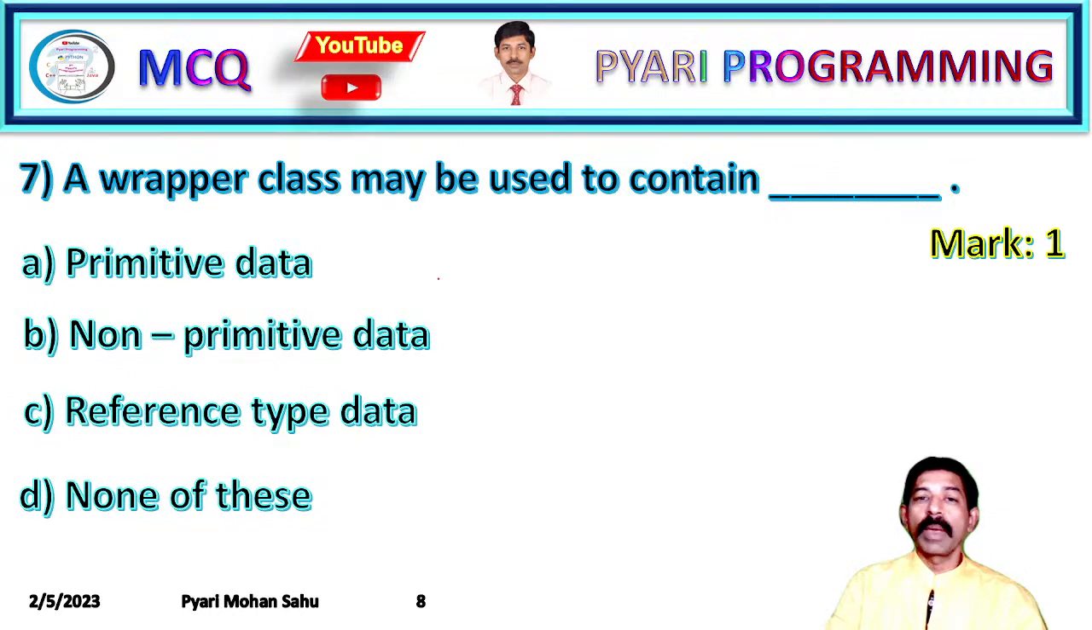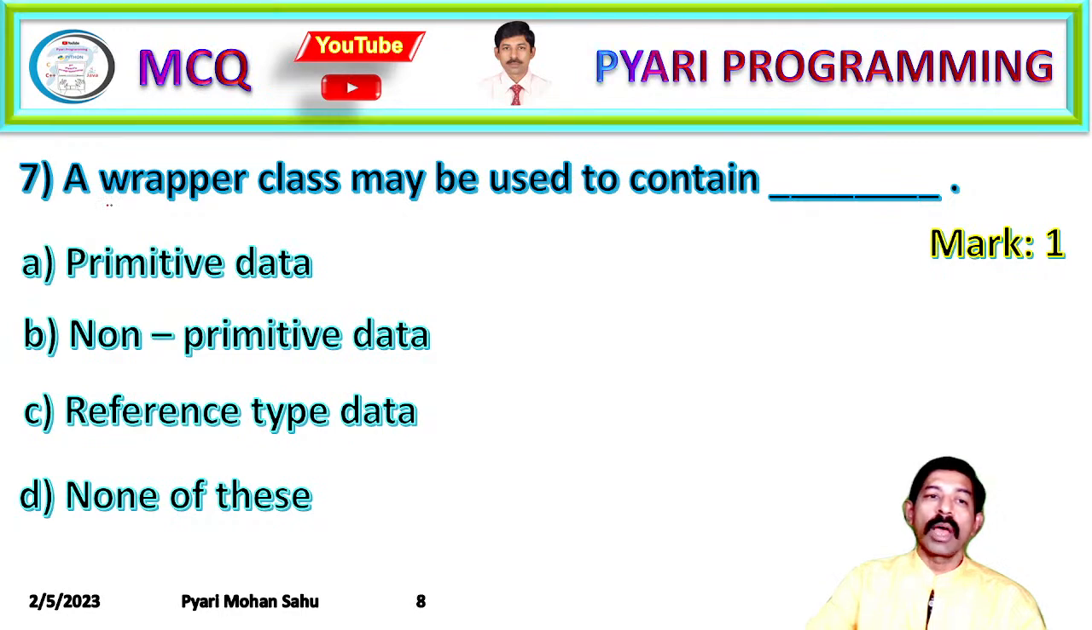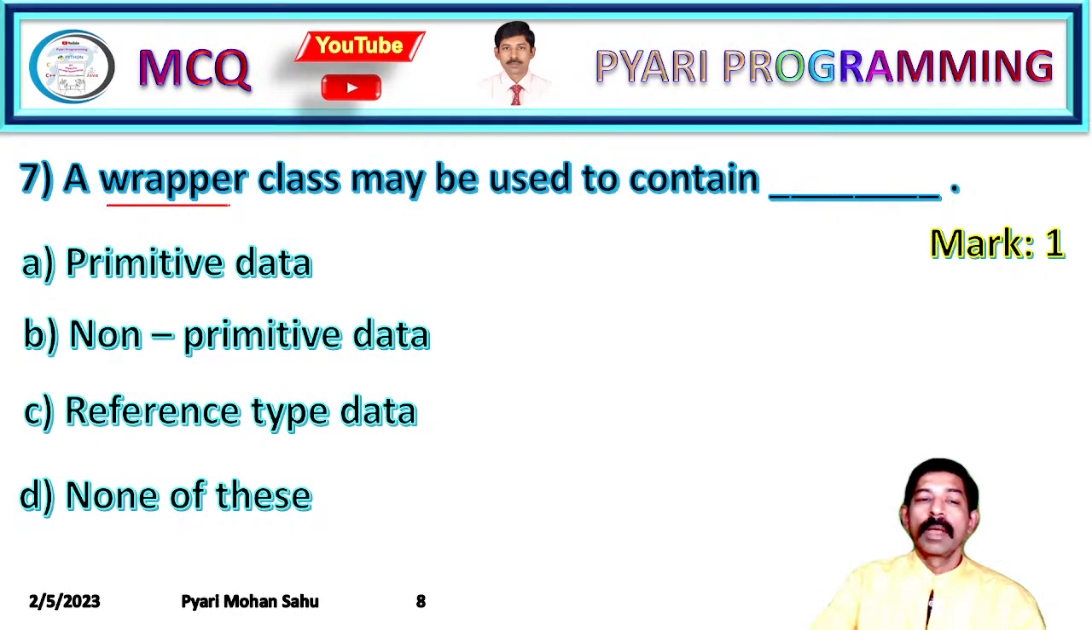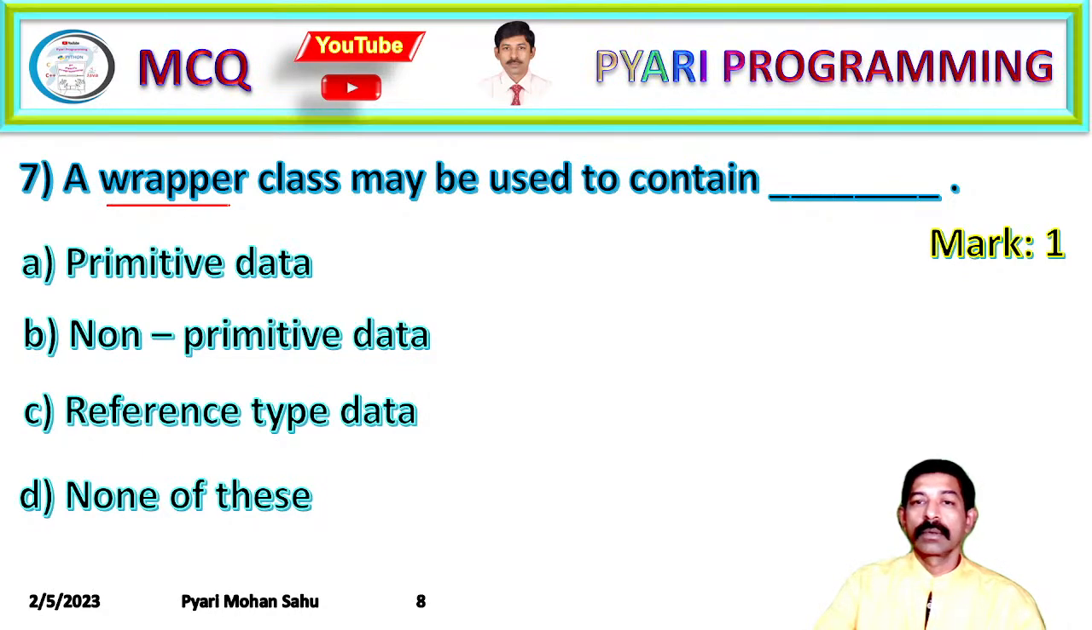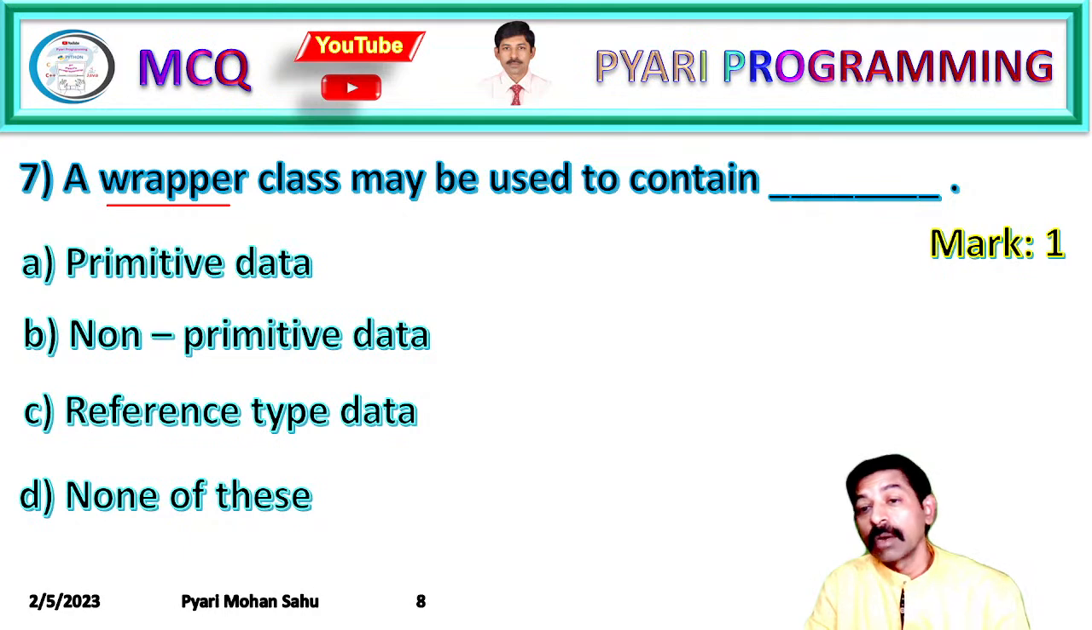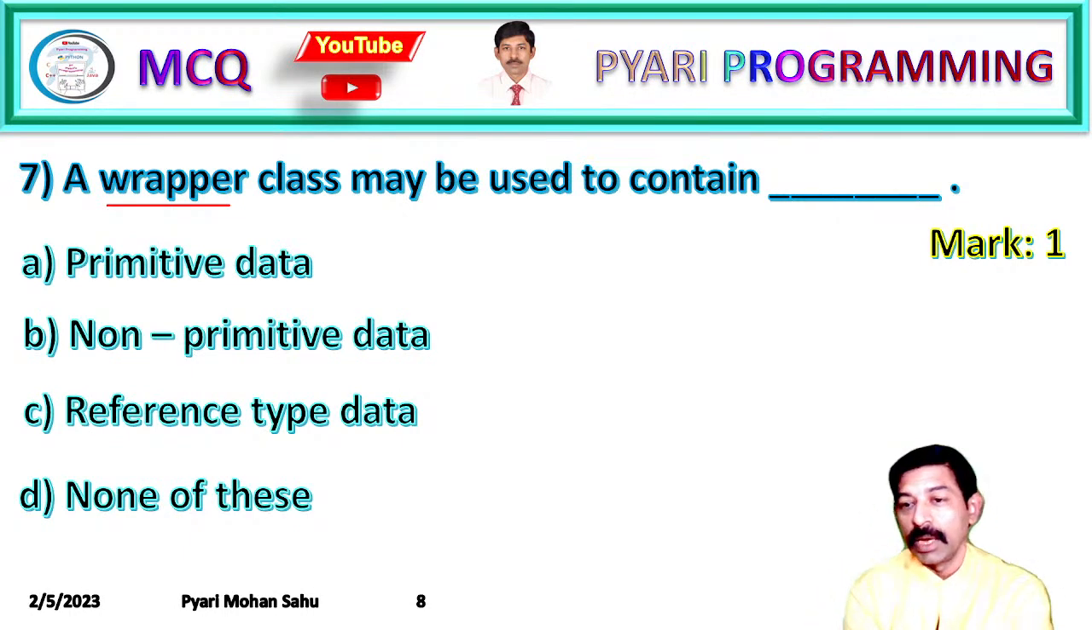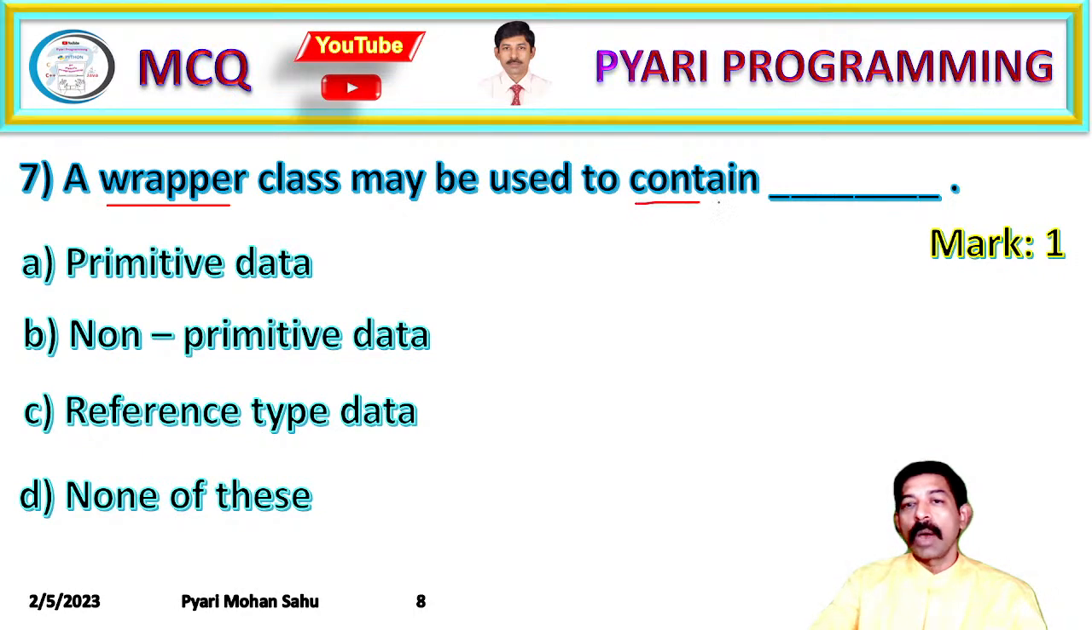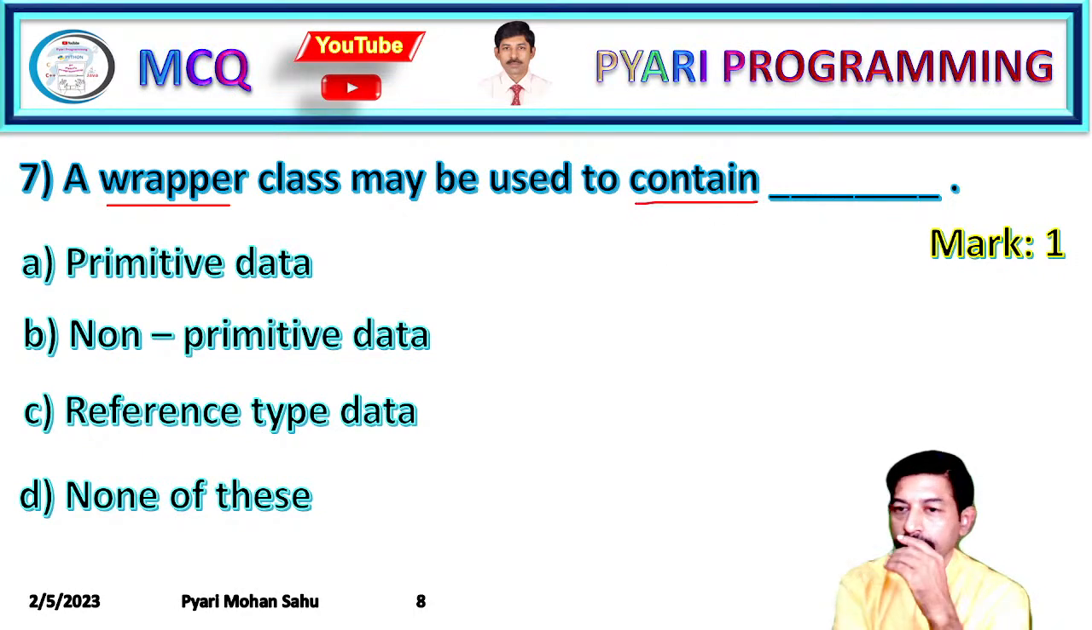A wrapper class may be used to contain dash. What is a wrapper class used for, and what is given in it? Primitive data type, non-primitive data type, reference type, none of this. The question is saying used to contain. You have to pay attention there. Because wrapper class allows both the operation. Used to contain means used to store.